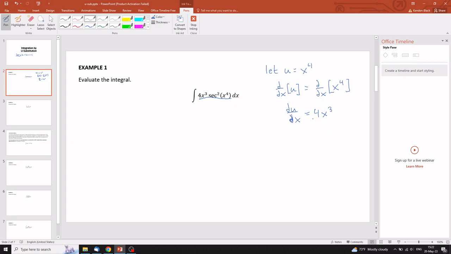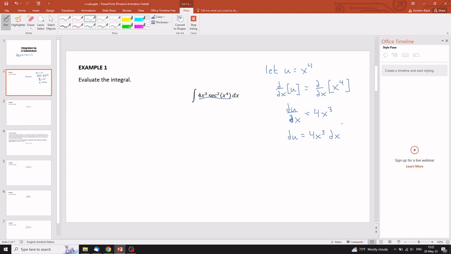One last step, we are going to separate the differentials, the du and the dx, by multiplying both sides by dx. So we're solving for du basically. So du equals 4x cubed dx.